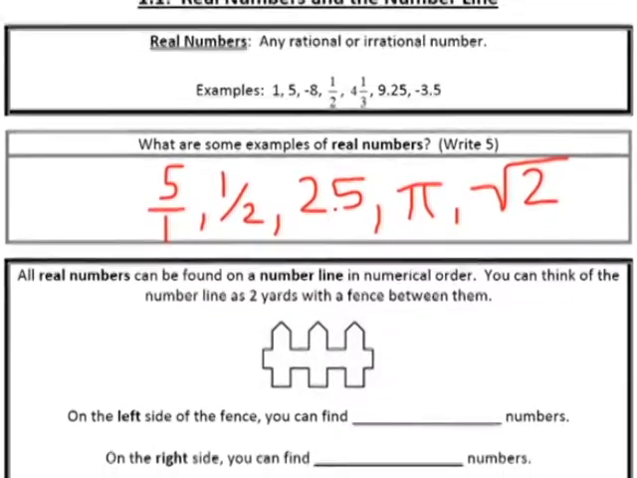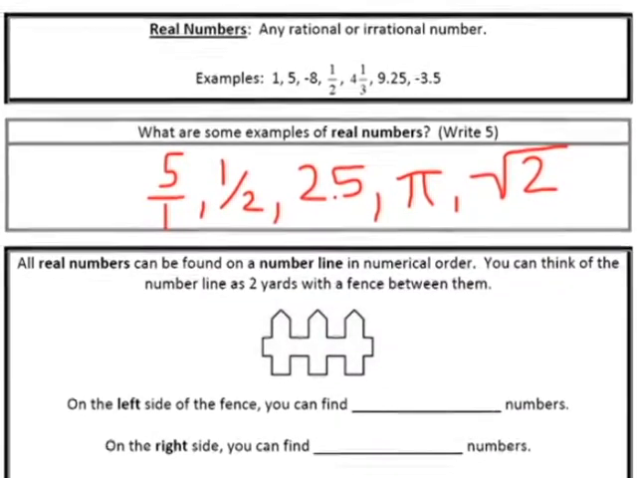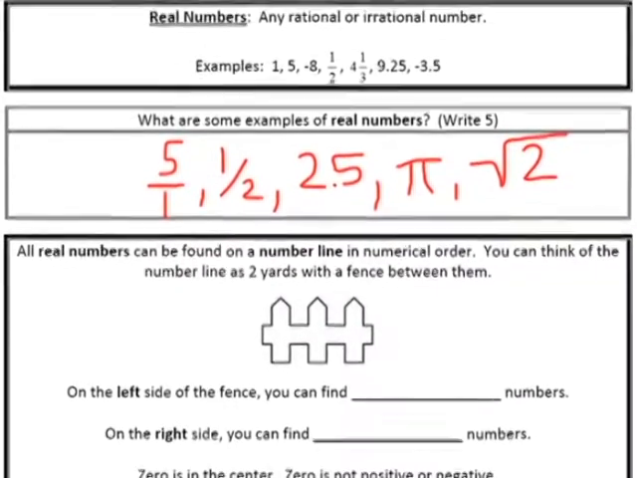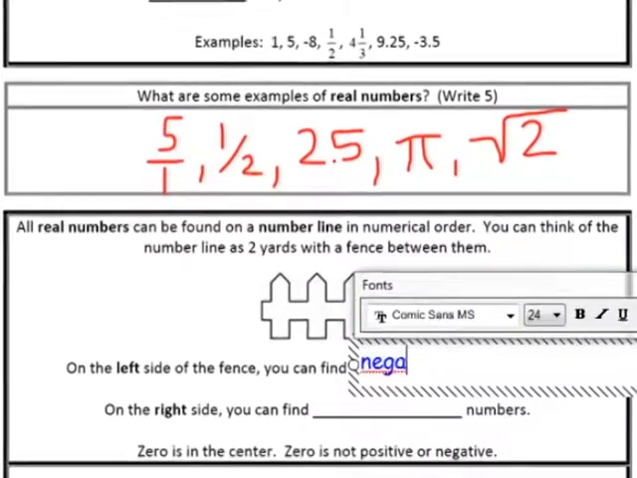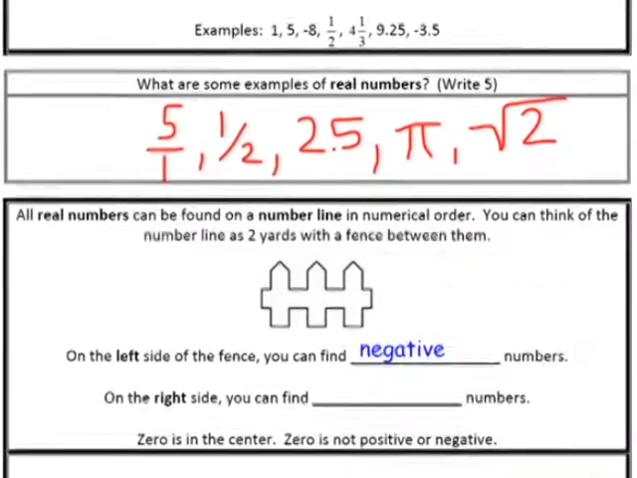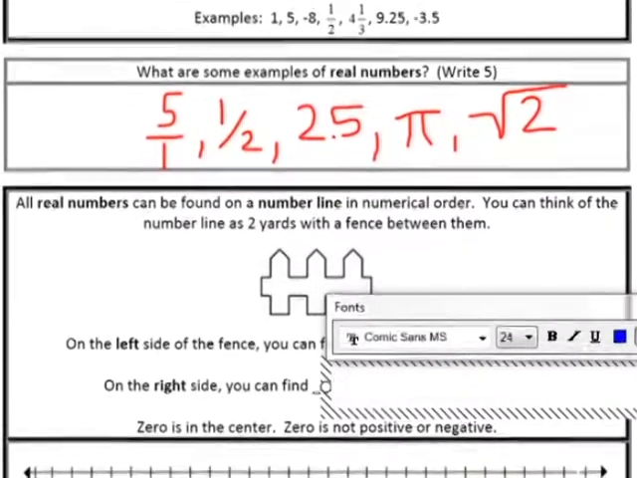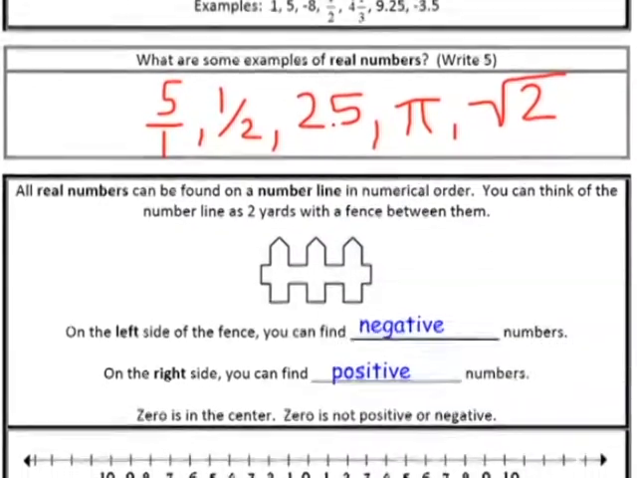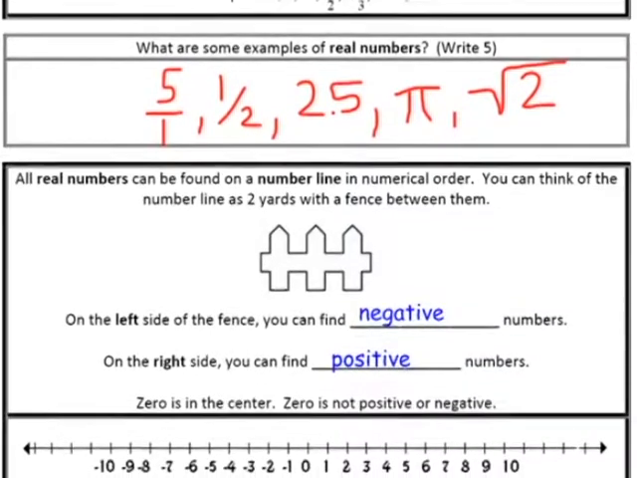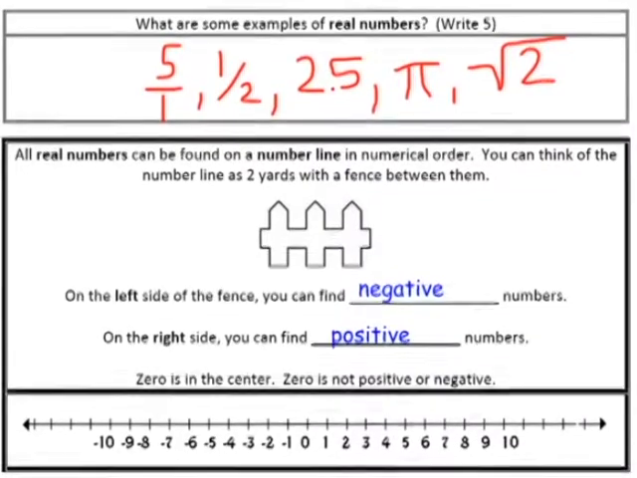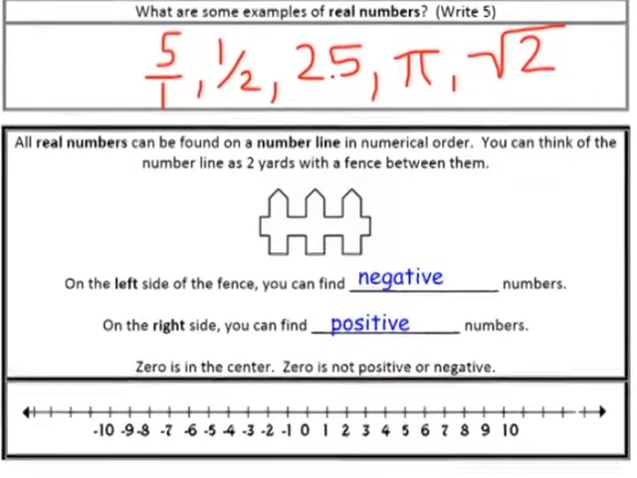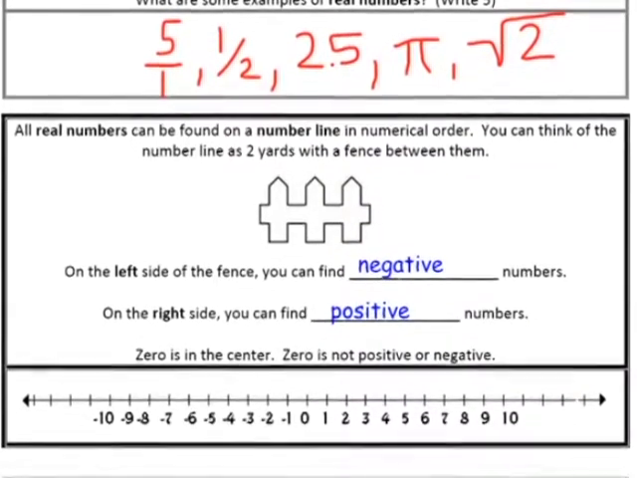You can think of the number line as two yards with a fence in between them. On the left side of that fence, you can find all of your negative numbers. On the right side, you can find all of your positive numbers. Dead center is 0. 0 is not positive. 0 is not negative. I know that some teachers have said it's positive because it doesn't have a negative sign, but think of it this way.